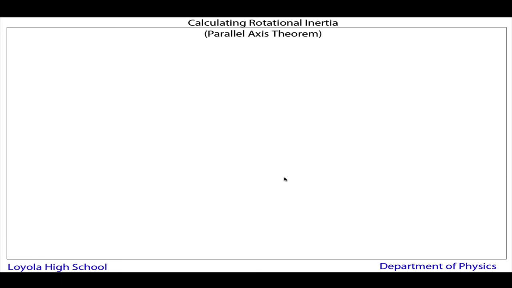In this video, I want to talk about how to calculate the rotational inertia of an object using what's called the parallel axis theorem. It's kind of a handy theorem you can use when you move the axis of rotation parallel to the one that exists at the center of mass. So let's take a look at an example we've seen before.